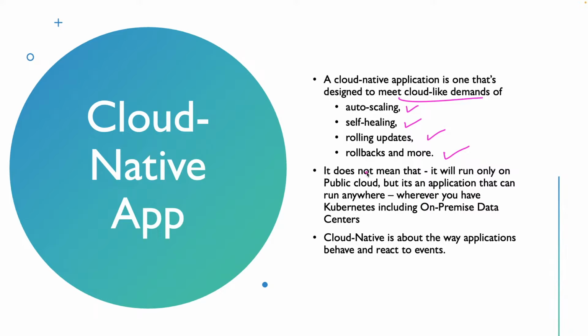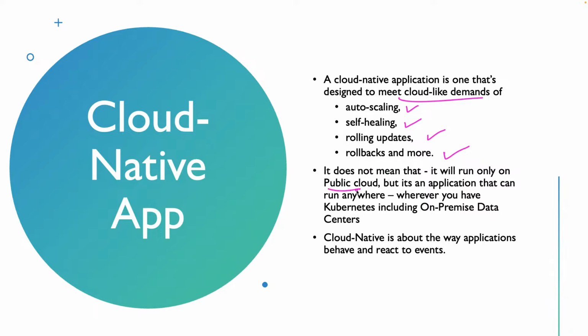As I mentioned, it does not mean that it will only run on the public cloud. Obviously, it has the ability to run on the public cloud. It can be AWS, GCP, DigitalOcean, Linode, you can name it. But along with that, it can even run on your own on-premise data centers, wherever you have Kubernetes present. So cloud native is basically the way applications behave and the way they react to events. That's what we call a cloud native application.